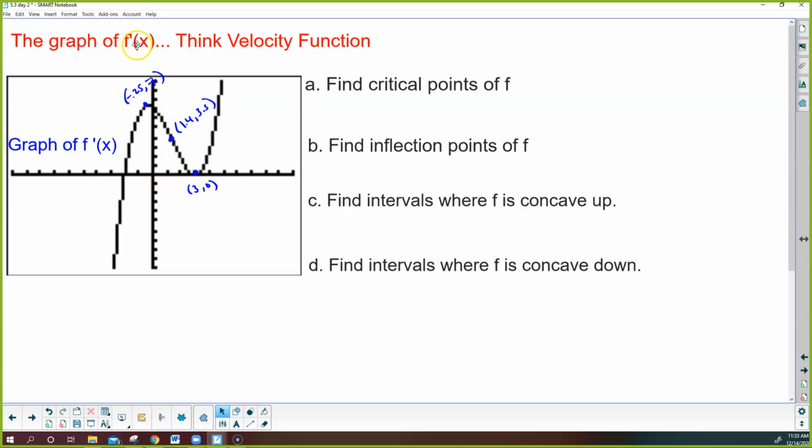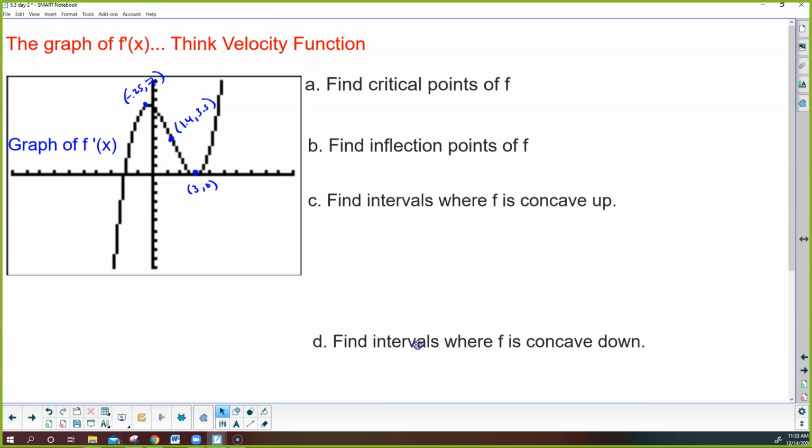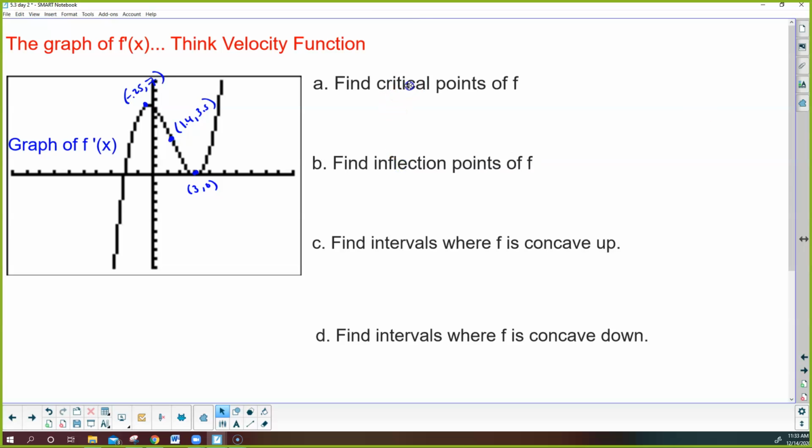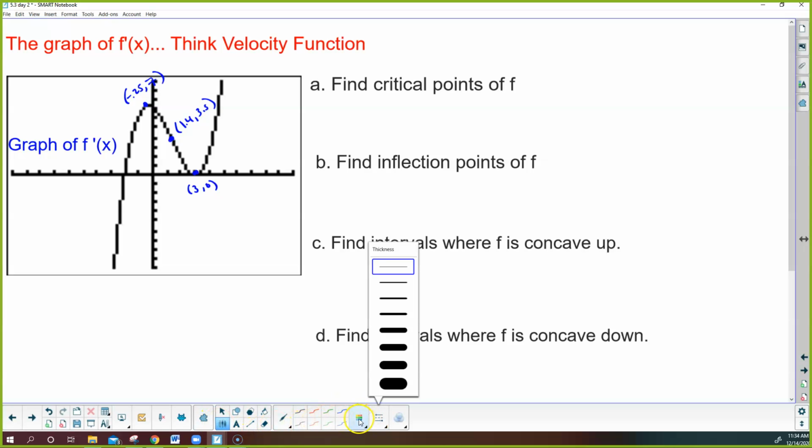Okay, so think of this graph as like our velocity function. The questions haven't changed. Find the critical points, find the inflection points, find the intervals where f is concave up and concave down. And we're going to do this one together here. Look at the way we think about this.